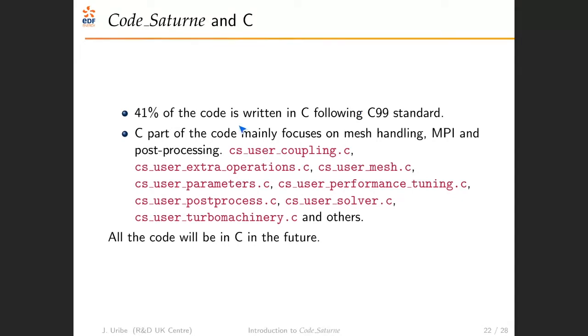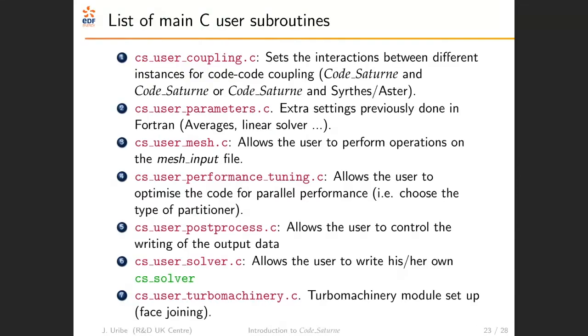Some other considerations in C. As I said before, we're slowly moving towards having most of the code in C. Here are some of the main subroutines that are already in C. And you will find that sometimes you need to do everything in C rather than being able to do it in Fortran, because we move a lot of things for the C part.